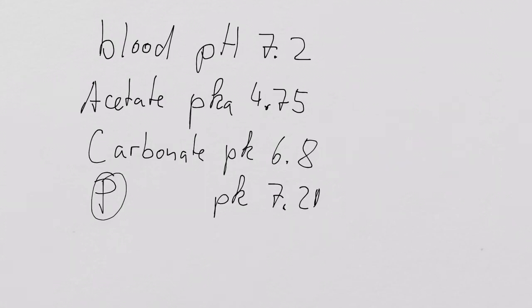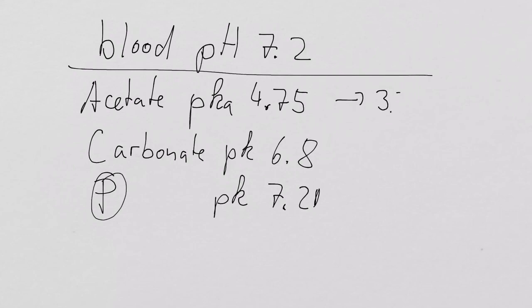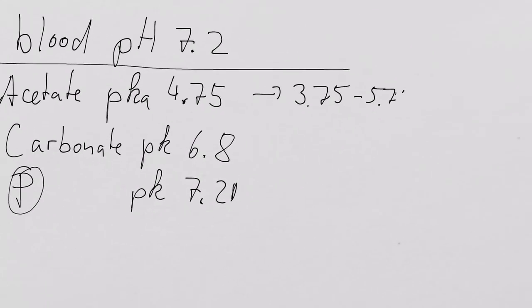Which one of these three buffers is unsuitable to protect us from any damage? Acetate. Why? Because this acetate buffer would be best between 3.75 and 5.75. But that's not where we need it. Yeah?